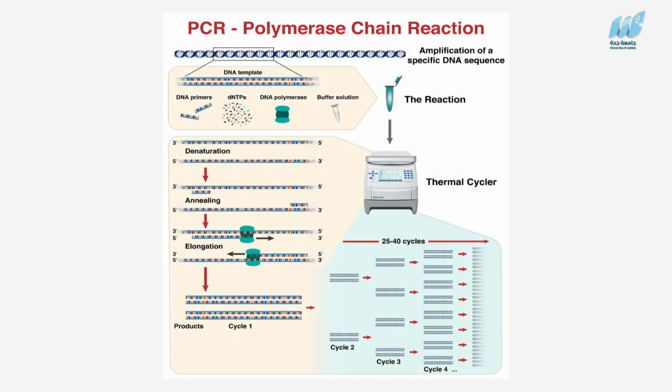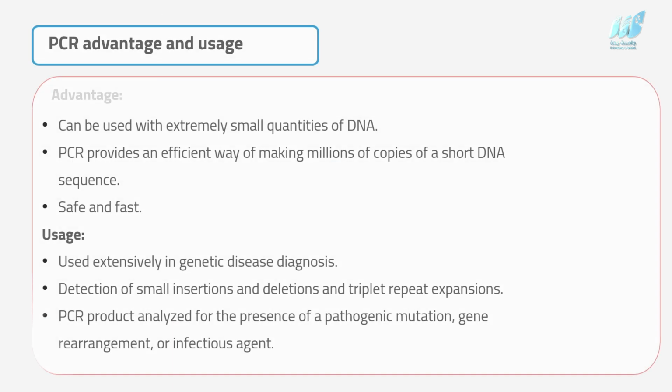By repeating this process through many cycles in the PCR machine, an amplification of the targeted DNA is achieved, as newly synthesized strands are also amplified. What is the advantage and usage of PCR? PCR provides a convenient and efficient means of making millions of copies of a short DNA sequence from very small quantities. The advantages of PCR include speed and ease of use.